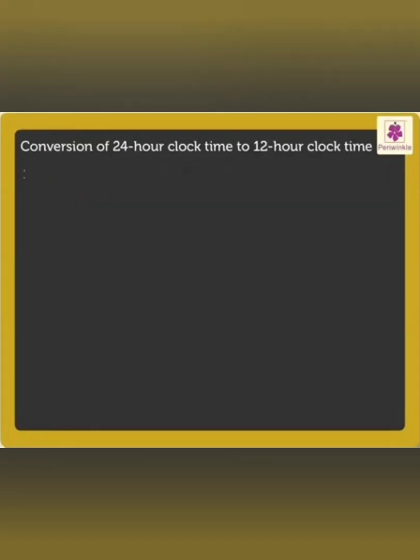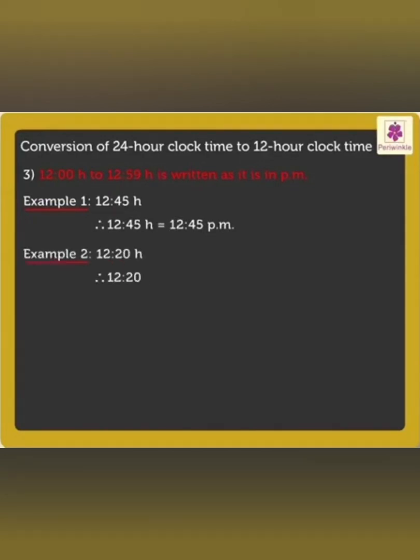The time from 1200 hours to 1259 hours is written as it is in PM. For example, change the time 1245 hours to 12-hour clock time. It will be written as 12:45 p.m. 1220 hours is equal to 12:20 p.m.